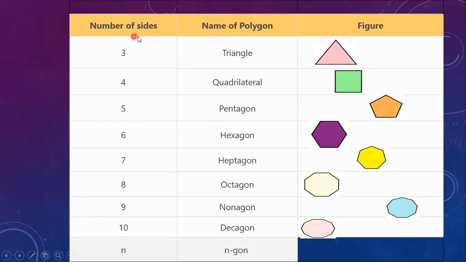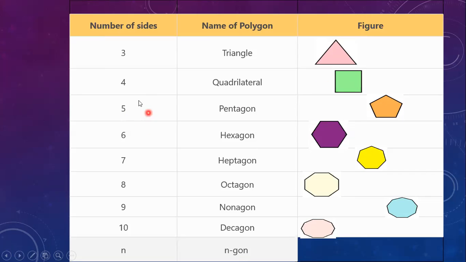See here, the number of sides, the name of the polygon and images. Number of sides 3: we have already learned that a three-sided figure is called a triangle, and this is the example. 4: where there are four sides, that is called a quadrilateral. You can take the example of square, rectangle, rhombus or anything. This is the example for quadrilateral.